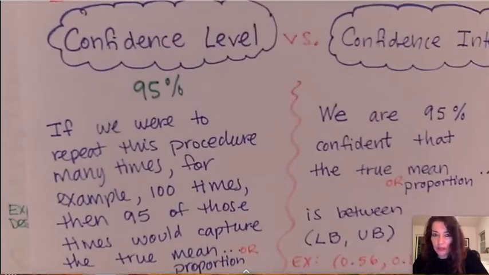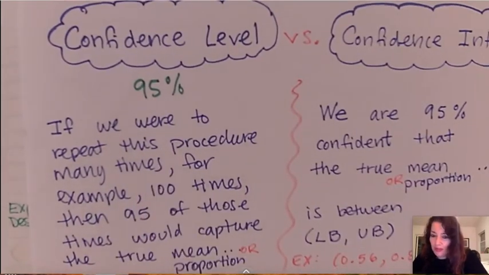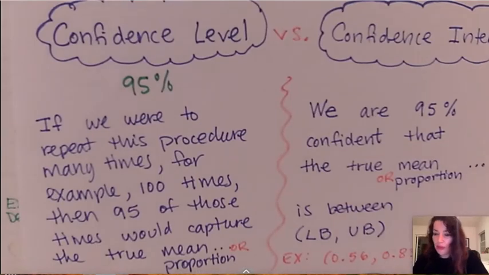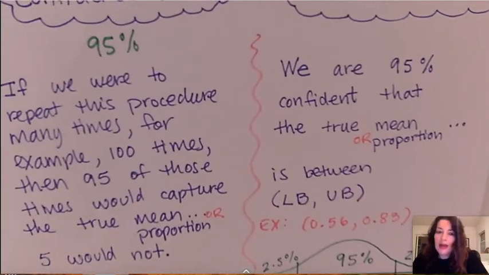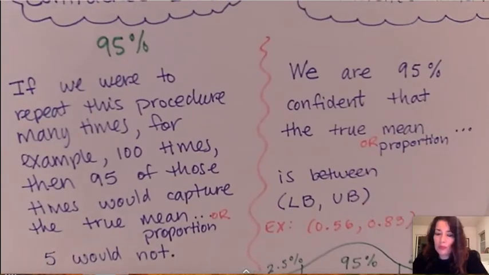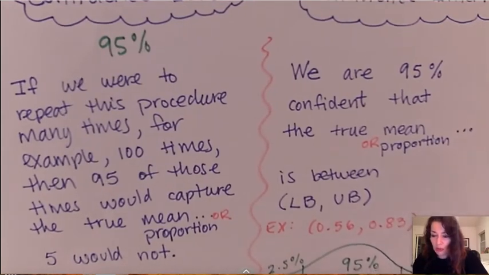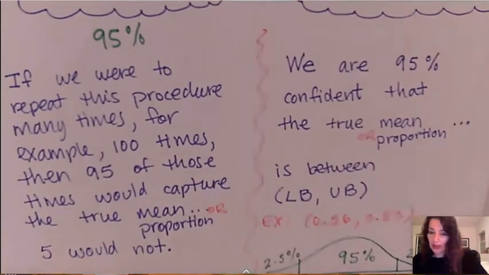Confidence level is a little bit different. What does the confidence level mean? Well, if we were to do a 95% confidence level, what this means is, if we were to repeat this procedure with some sampling method, and we were to repeat it 100 times, then out of those 100 times, 95 of those would capture the true proportion or true mean, and 5 would not. So what does that look like?